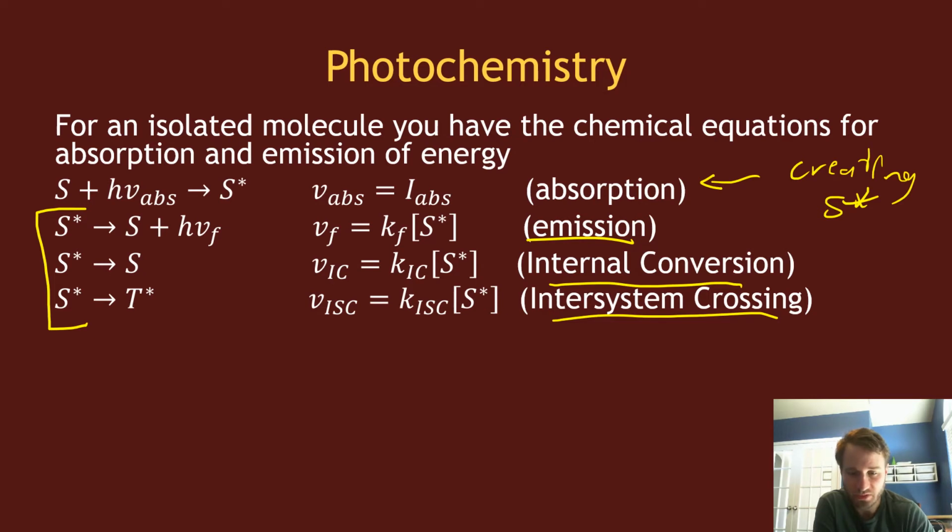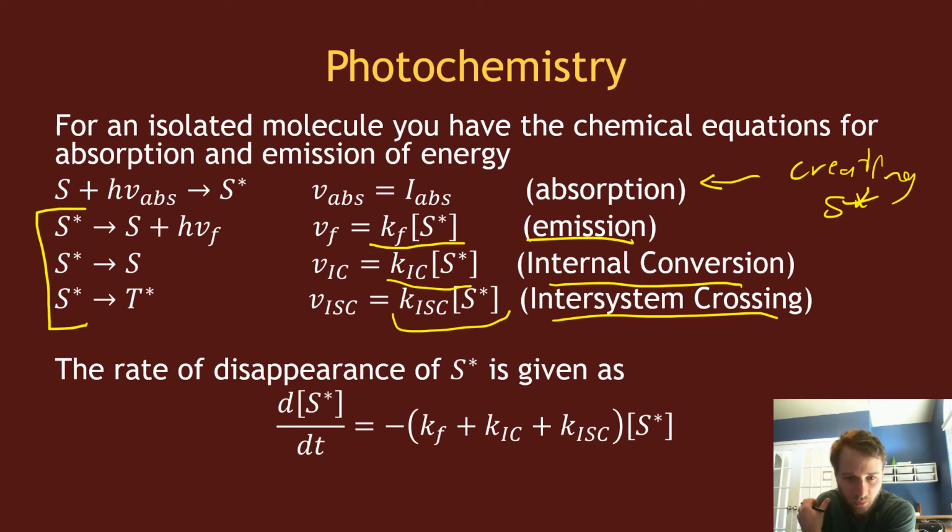And the rate of each of these, these are elementary steps, so the rate laws for each of these, since they're first order, just depend on the concentration of S star. It's just the rate constant of fluorescence times the concentration of that excited state, the rate constant of internal conversion, the rate constant of intersystem crossing. So the overall rate of disappearance of that singlet excited state, assuming we've absorbed some amount of energy and we start off with some initial concentration of the excited state, S star naught, is just given by this equation here.